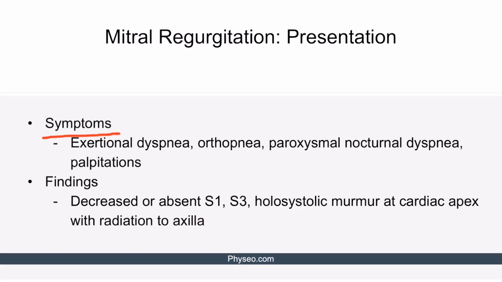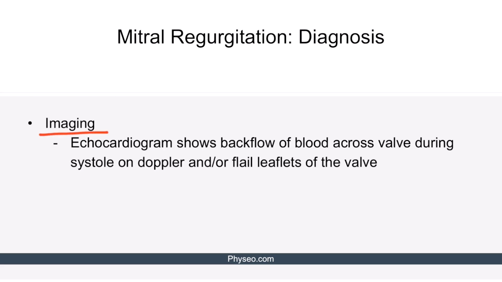Key symptomatic features include dyspnea, orthopnea, paroxysmal nocturnal dyspnea, palpitations. Physical exam may reveal a decreased or absent S1 heart sound, S3 heart sound, or a holosystolic murmur best heard at cardiac apex, with possible radiation to the axilla. Diagnosis is confirmed with an echocardiogram, which displays a backflow of blood across the valve during systole on Doppler and/or flail leaflets of the valve and possible annular dilation.